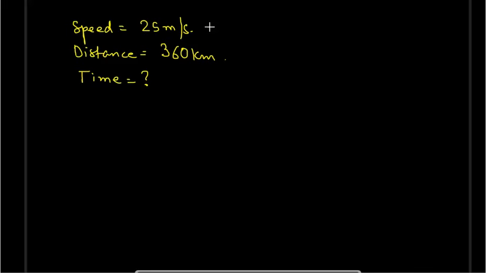So students, remember, whenever you are solving a numerical, make sure your units are same. If you see the unit of speed, it is meter per second. Whereas if you see the unit of distance, it is kilometer. Okay, so you have to convert the distance in SI unit, that is in meters. How do we do? We multiply it with 1000. So what do we get? 360,000 meters.